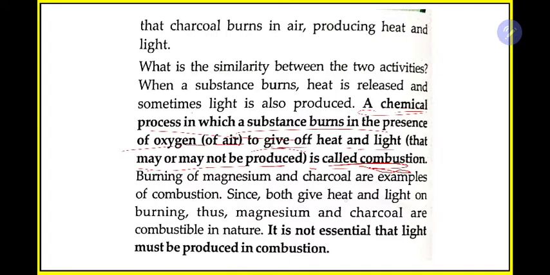Burning of magnesium and charcoal, for example, are examples of combustion. We have seen that whenever we burned magnesium or charcoal in the previous experiment, both produced light and heat also. So we can say that these are combustion processes. Since both give heat and light, it is not essential that light must be produced in combustion. Is it clear? In the process of combustion, it is never necessary that light will be produced. If it is produced, that is well and good, it is easy for us to understand. But if light is not even produced, based upon the production of heat, we can categorize substances into combustible and non-combustible substances.